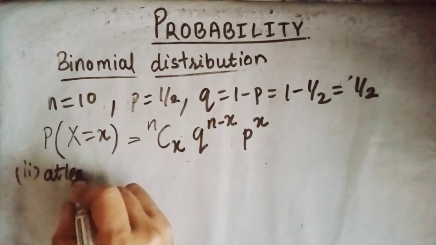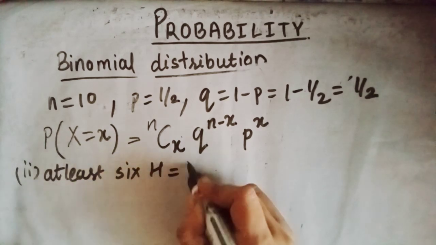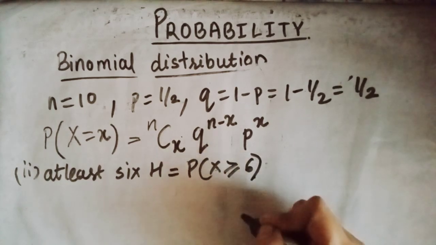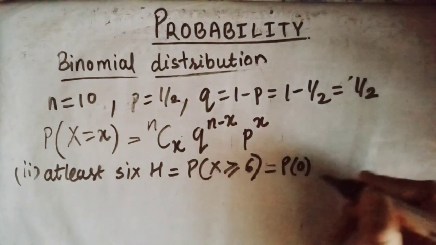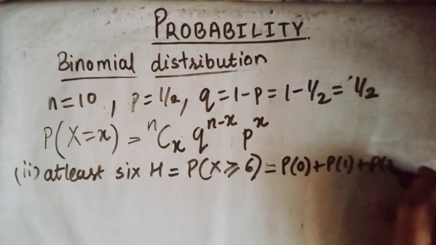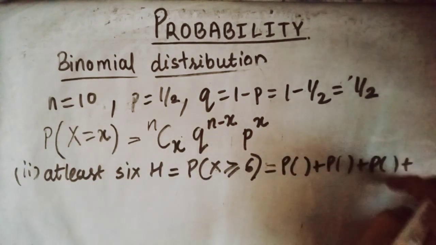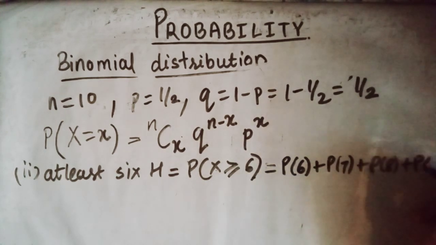At least 6 heads. Now, at least means what? P of x is greater than or equal to 6, right? So you have to include P of 6, 7, 8, 9 and 10.